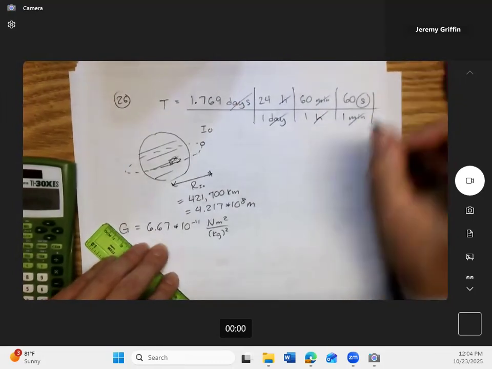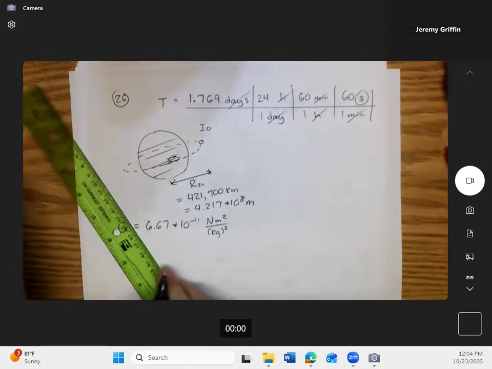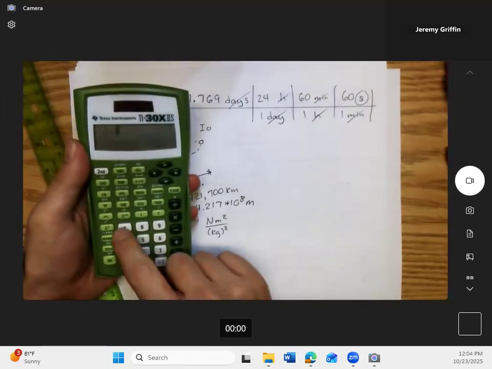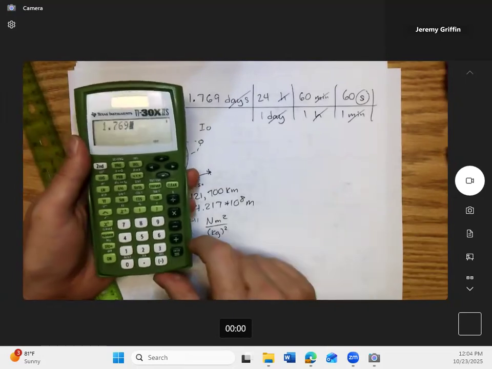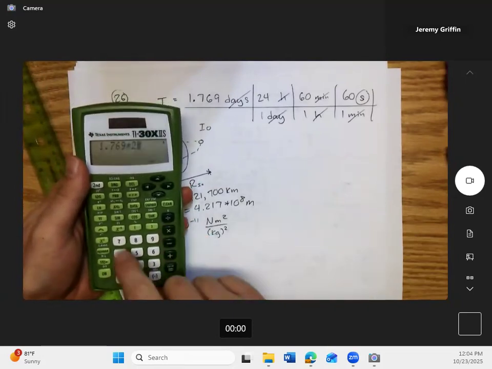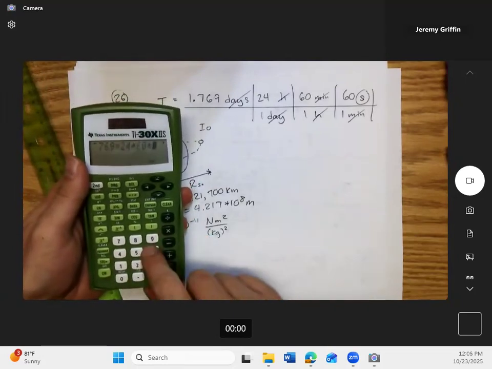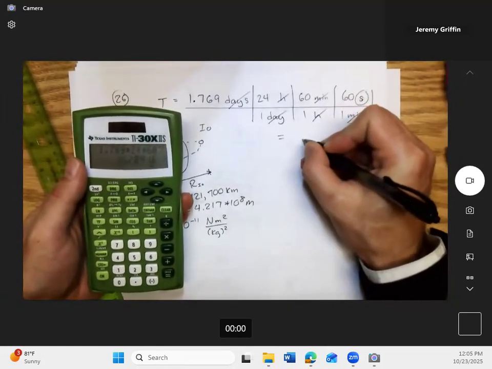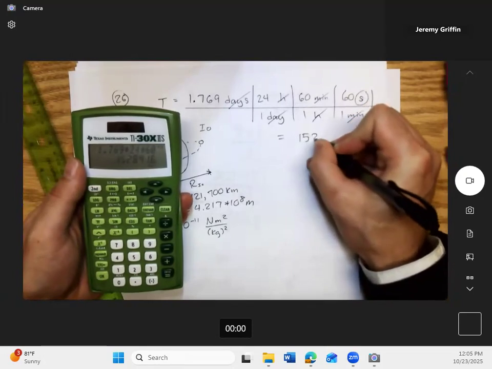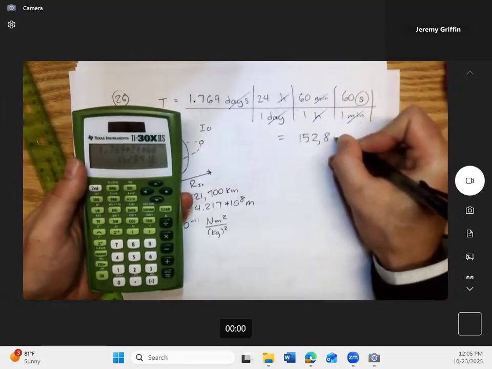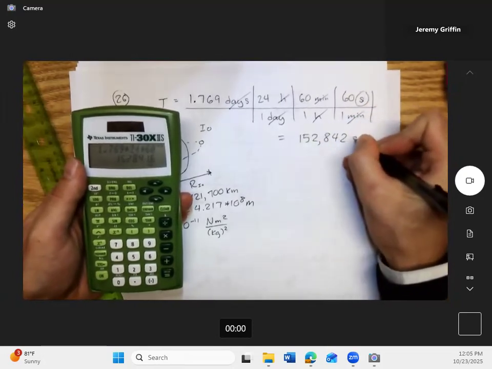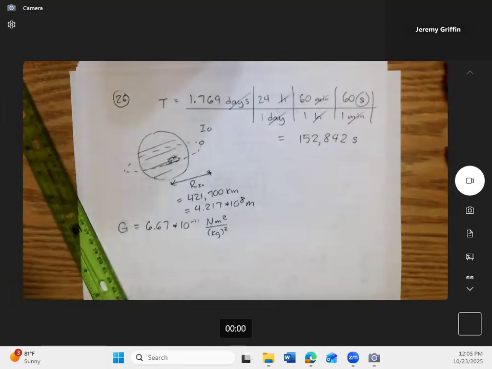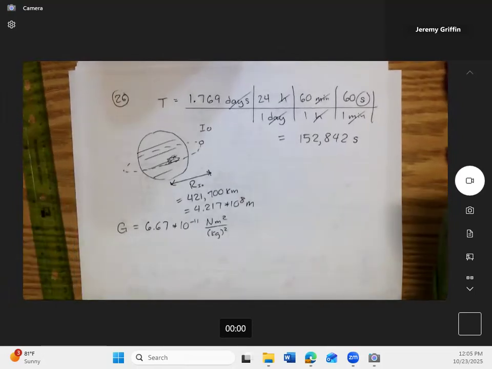Seconds. 1 point... 9. Got 24, 60, 60. I'm looking at 152,842 seconds. That's a lot of digits of precision, 6 digits. We'll just run with the number. Let's see what happens.